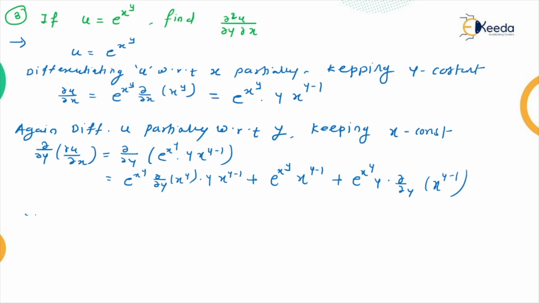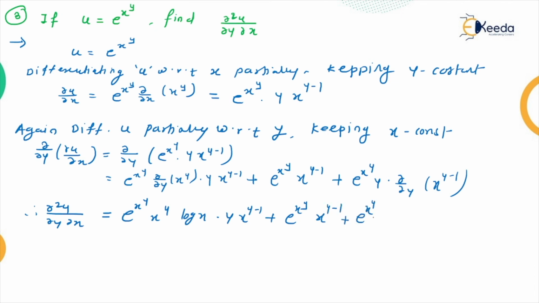Therefore ∂²u upon ∂y ∂x will be equal to e to the power x raised to y into x raised to y, that is log x, into y x raised to y minus 1, plus e to the power x raised to y, x raised to y minus 1, plus the above term x raised to y as it is, into y. But what is the differentiation of ∂/∂y of x raised to y? That is x raised to y log x.